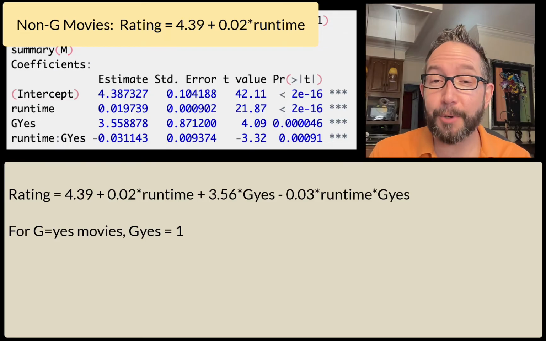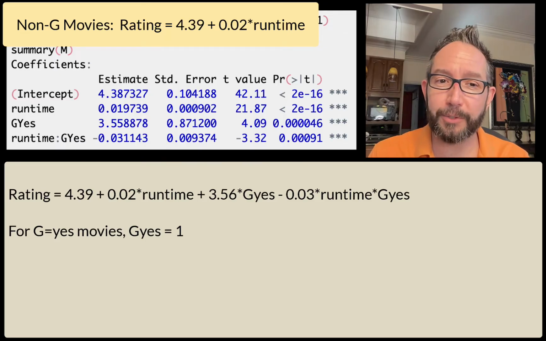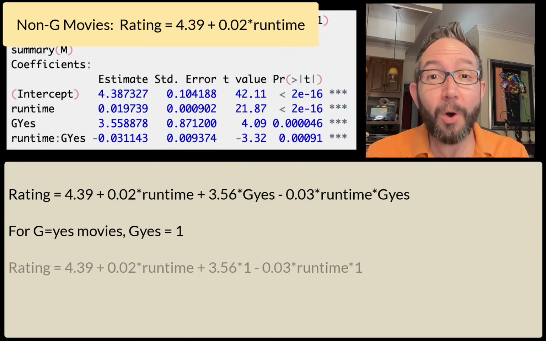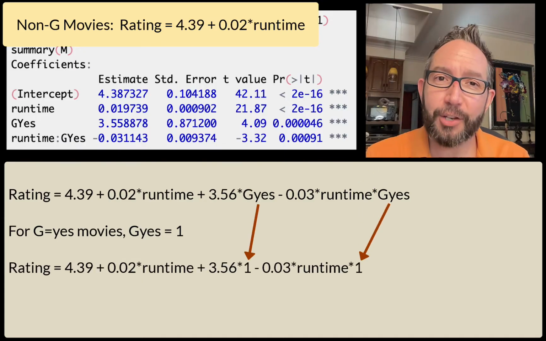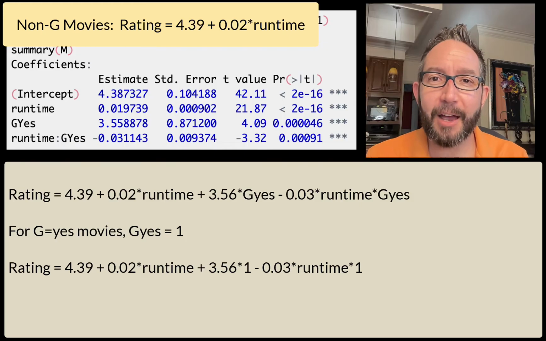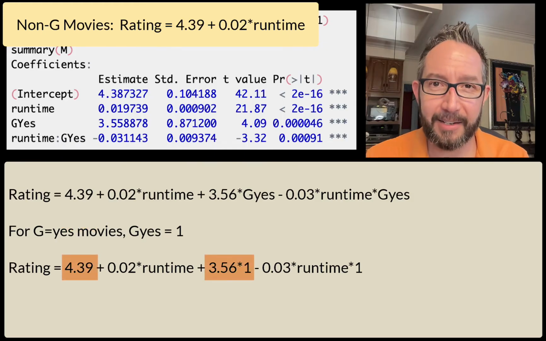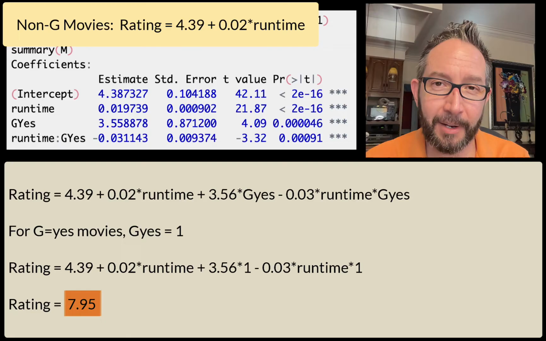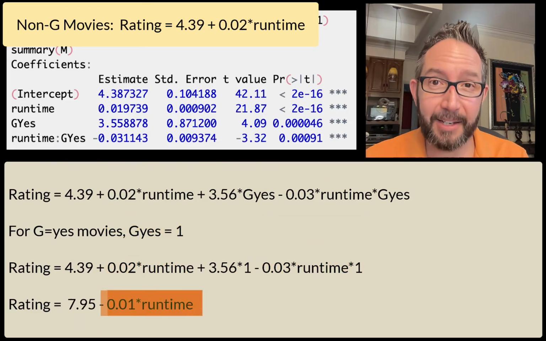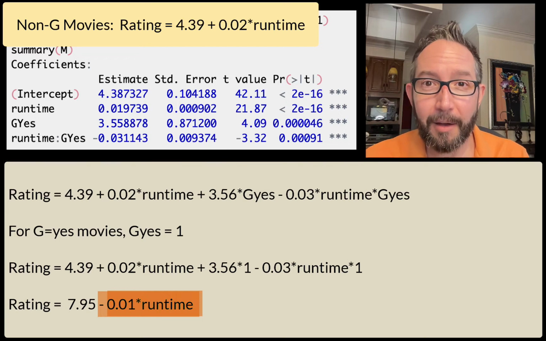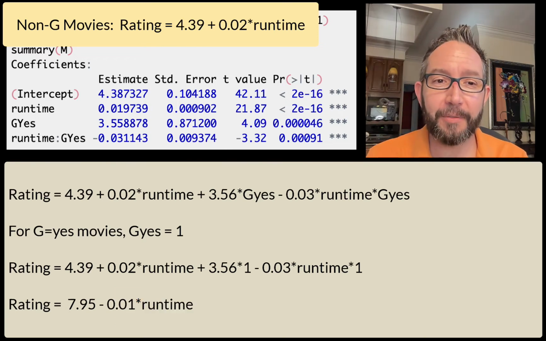All right, well, what about the regression equation for G-rated movies? If it's a G-rated movie, then our indicator variable is equal to 1, so we can plug in 1 whenever we see G yes in our regression equation. And when we do this, we find that we have two terms that can be added together to give the new intercept for G-rated movies, and another two terms that can be added together to give us the slope of the regression equation for the G-rated movies.